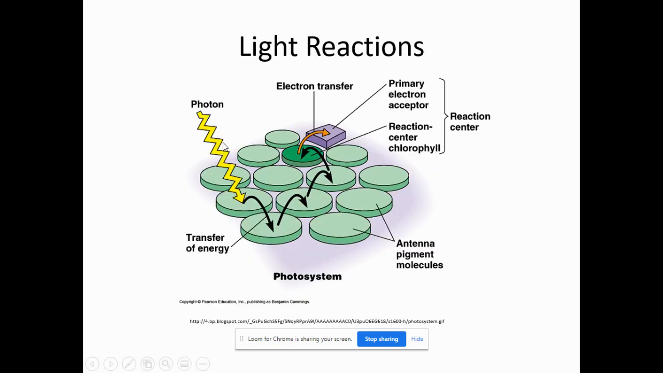Okay, so here you have a photon hits a light harvesting complex, an electron is excited, and then that electron gets sort of passed around until it reaches the reaction center and a primary electron acceptor.